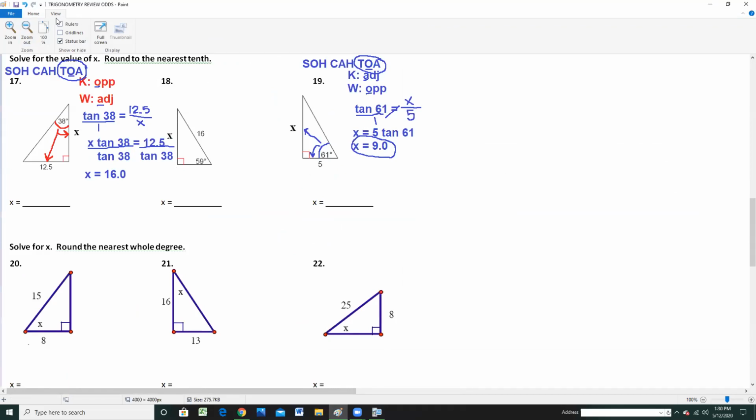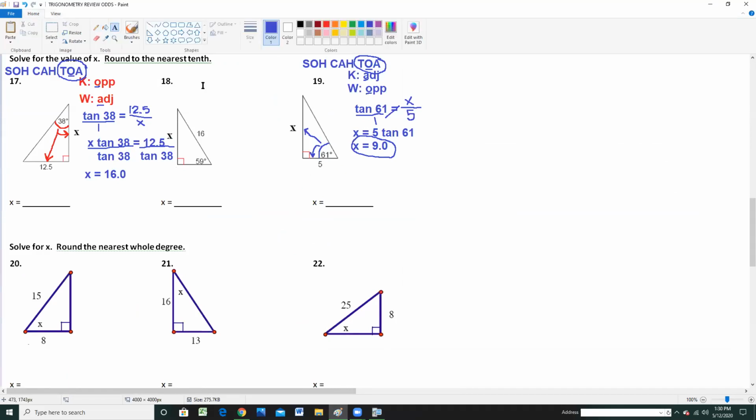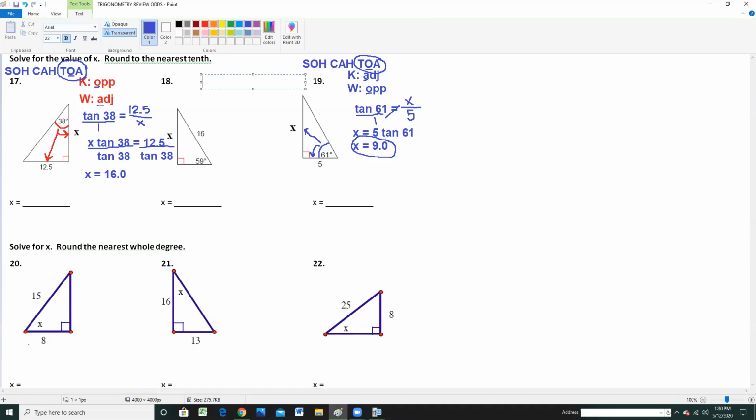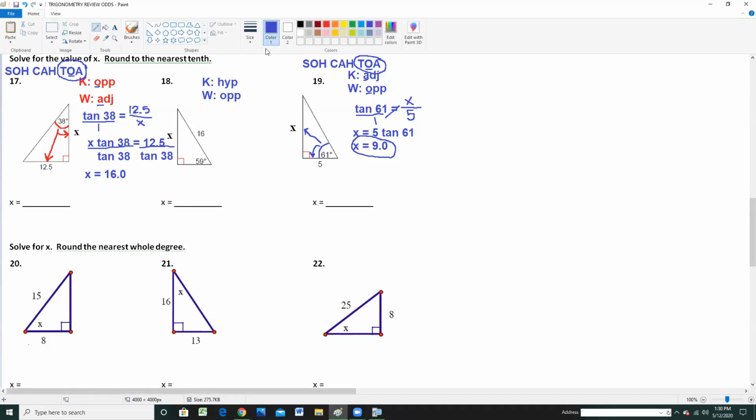On number 18, for example, I'm not going to do number 18, but just for example, the thing that you know is the hypotenuse, and the thing that you want to know is the opposite. So that would have actually been a sine problem, because it has O and H in it.